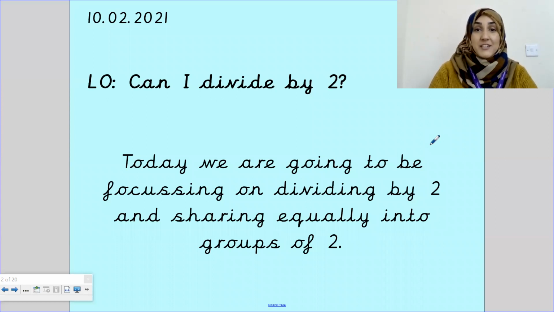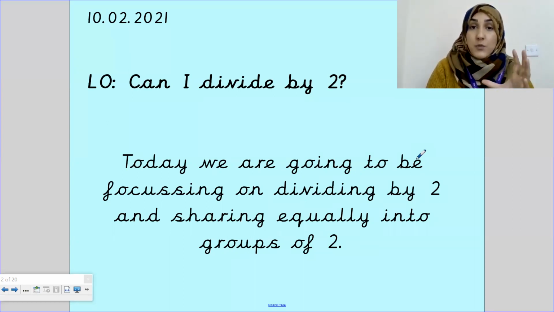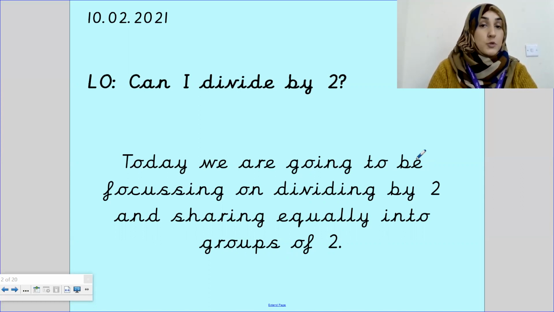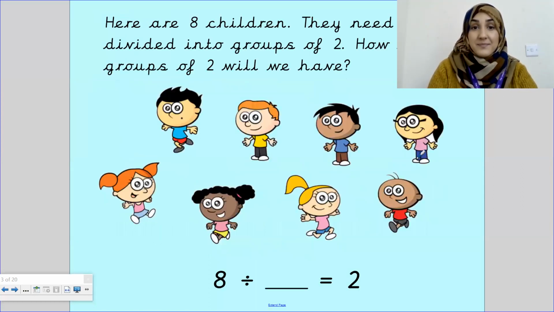Okay, our learning objective today is, can I divide by 2? So we are going to be focusing on dividing or sharing equally into two groups or groups of 2, okay? So if you don't have a pen and paper already, which I'm sure you do, some children might not, go and grab that now and let's move on.